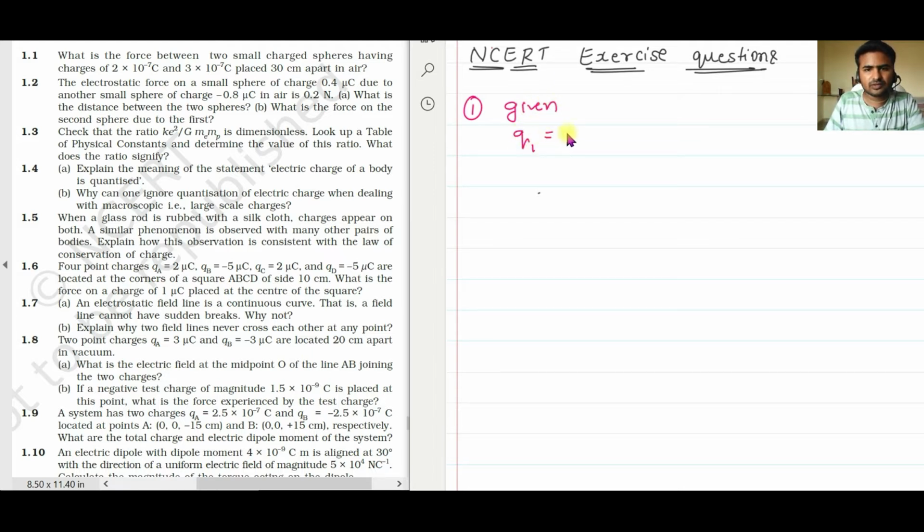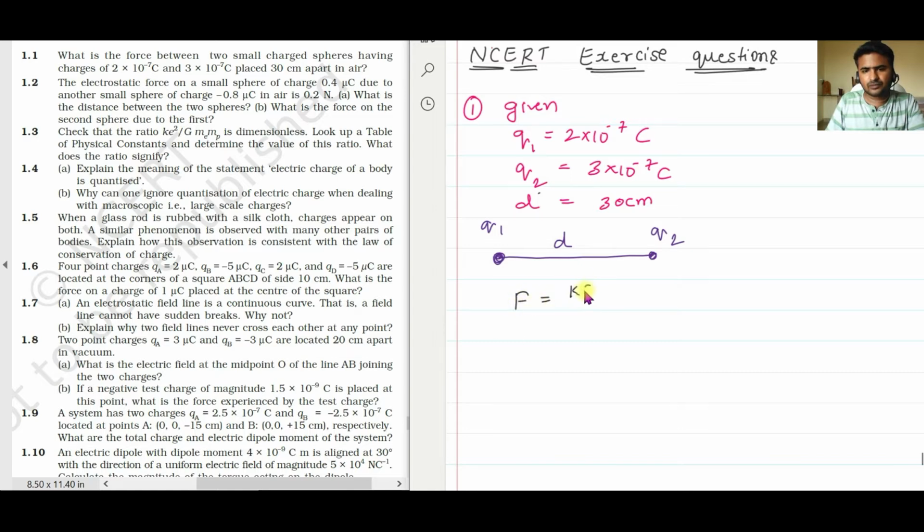So there are two charges: q1 is 2 into 10 to the power of minus 7 coulomb, and the other charge q2 is 3 into 10 to the power of minus 7 coulomb. These two charges are separated by what distance? 30 centimeter, right? And where are they kept? In air medium. We already know Coulomb's law: if you have two charges q1 and q2 separated by a distance d, then the force between them is F equals k q1 q2 divided by d square. That's the formula, for two charges kept in air medium.